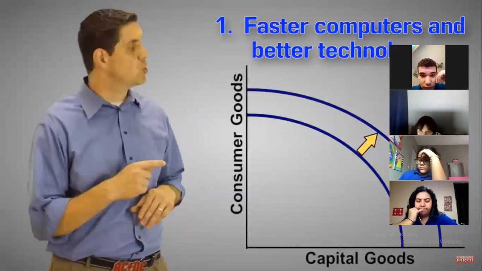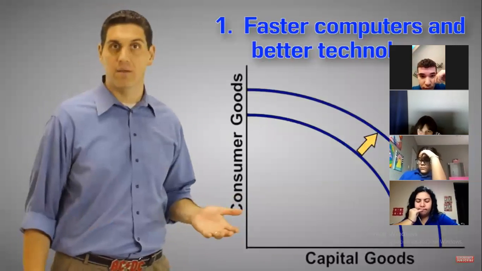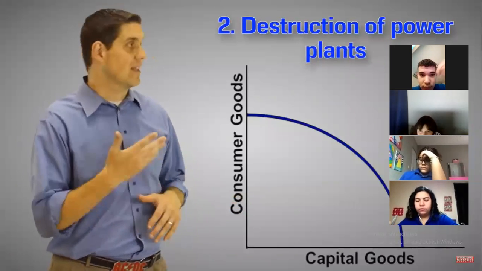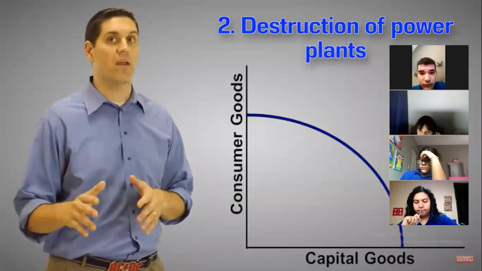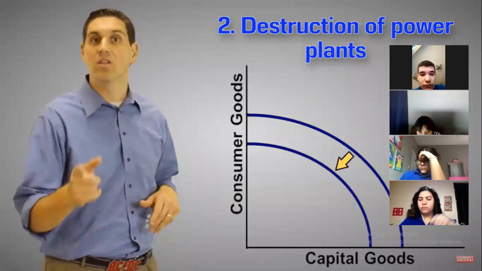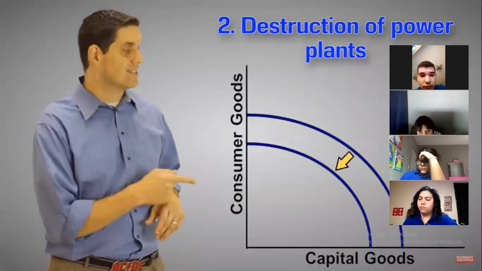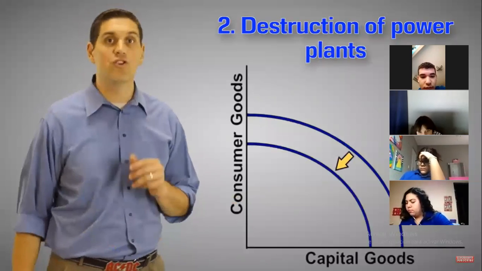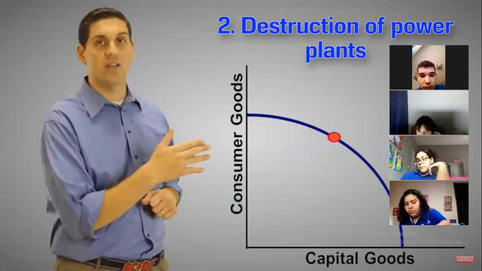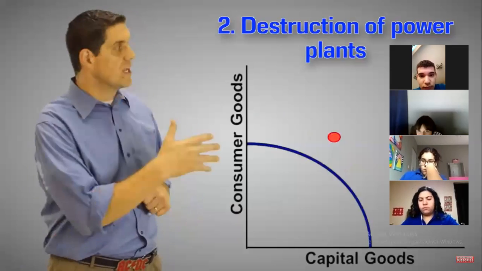We can produce more consumer goods and more capital goods. For number two, a destruction of power plants would mean we have less resources, in this case electricity, which is super important for an economy, and that would cause the production possibilities curve to shift inward. We produce less consumer goods and we can produce less capital goods. And that's exactly what happened to Japan when there was the earthquake and the tsunami. The combination right here, which was efficient, became impossible because the resources were destroyed.